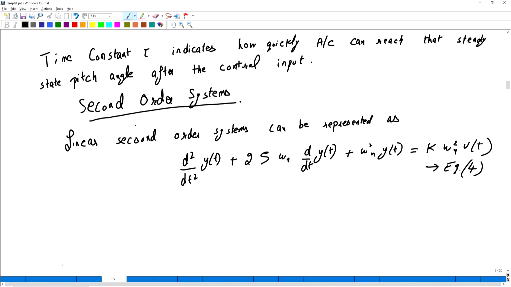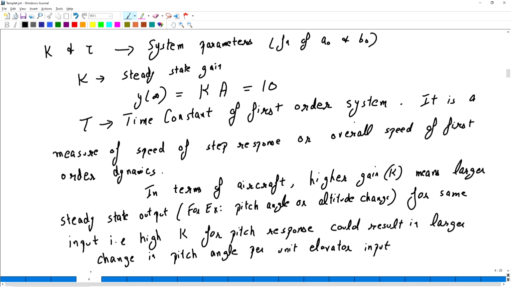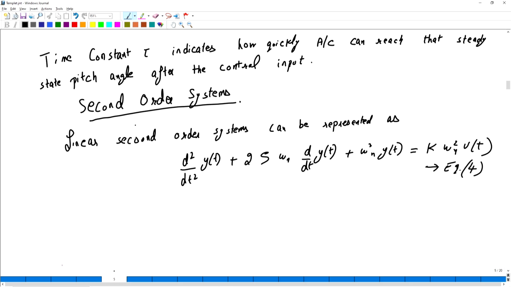Hello friends, in the last lecture we discussed the first order systems, the significance of the time constant and the steady state gain, and we started discussion about the second order systems. So this was the second order system that we had written here, which we represented as equation number 4. I missed writing equation number 2. This equation is actually equation number 3, sorry. Now let us continue where we stopped.